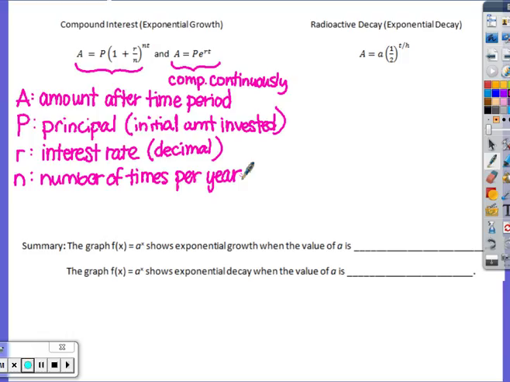Oh, what does E stand for? Oh, T. I'm sorry. T. What is T? Time. Time. Yeah, and actually, this is also in years, okay? All three of these things are in years. The annual interest rate, the number of times per year, and the T is in years.